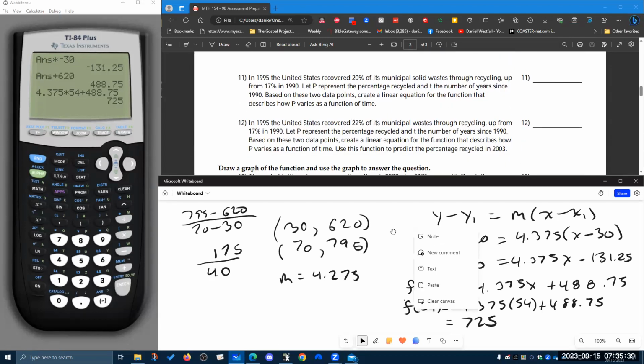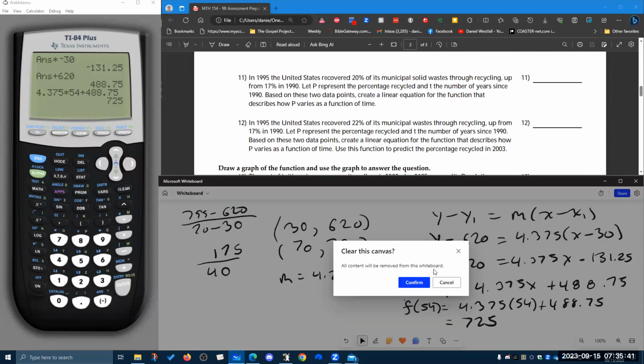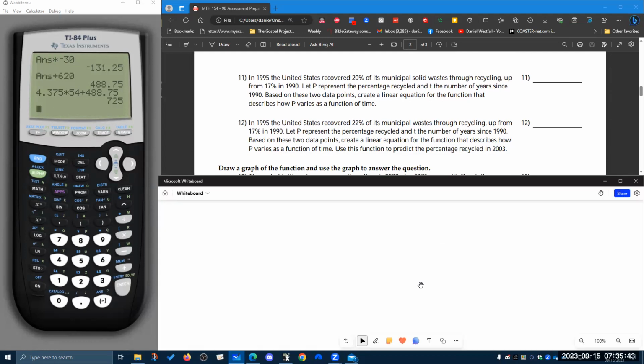All right, we've got two more problems in this set here. In 1995, the United States recovered 20% of its municipal solid wastes through recycling, up from 17% in 1990. So let P represent the percentage of recycled materials and T be the time.